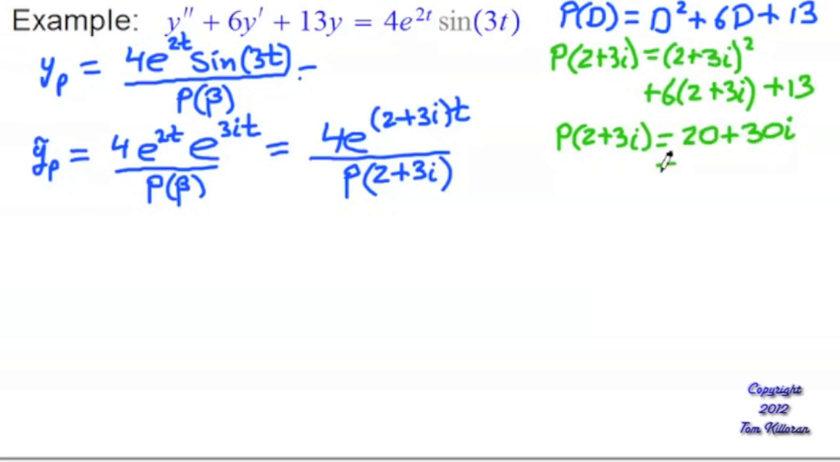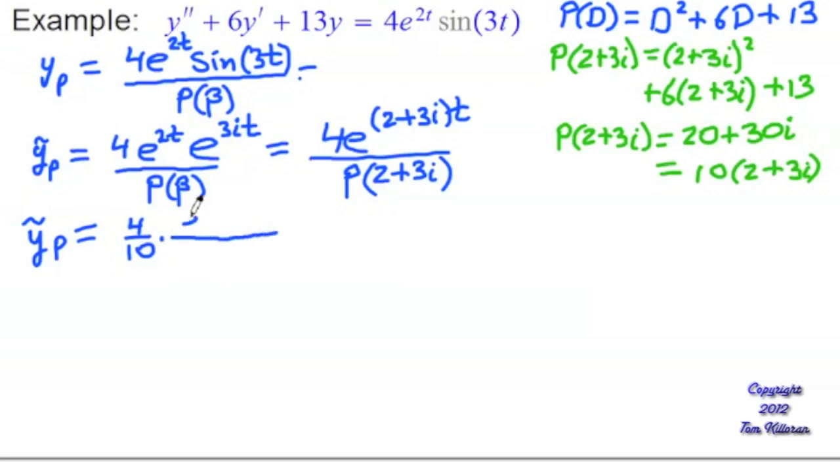Of course, this is kind of messy, so I'm going to pull out a common factor of 10, and left behind is going to be 2 plus 3i. It's kind of cool if you think about it. Alright, so let's plug this back into our little formula over here. We're going to have y's complex solution equal 4 over 10, get that 10 out of the way, and then we have the e to the 2t.